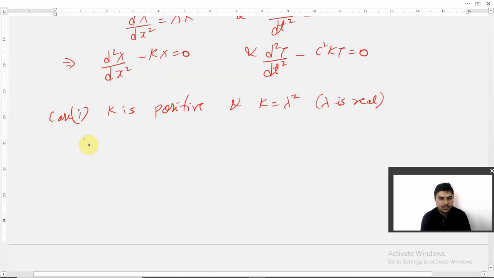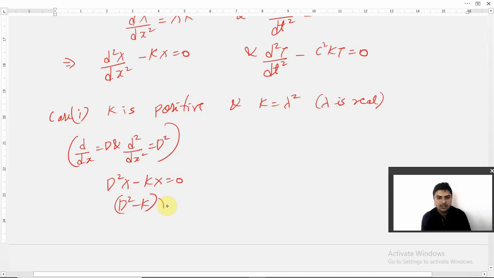So here whatever differentiation d upon dx is there, I'm going to take this as a D, and please remember this, students, d square upon dx square is going to become D square. That implies, if you remember this equation, this is going to become D square x minus kx is equal to 0, or I'll take x common, so this is (D square minus k) x is equal to 0, and here this is going to become D square t minus c square kt is equal to 0. In these two, t is common, so I'll take (D square minus c square k) t is equal to 0. So we get this equation.